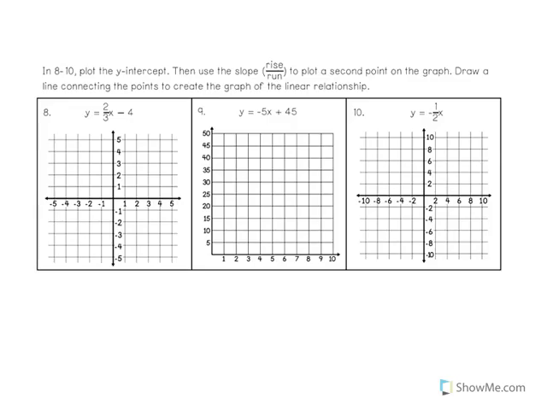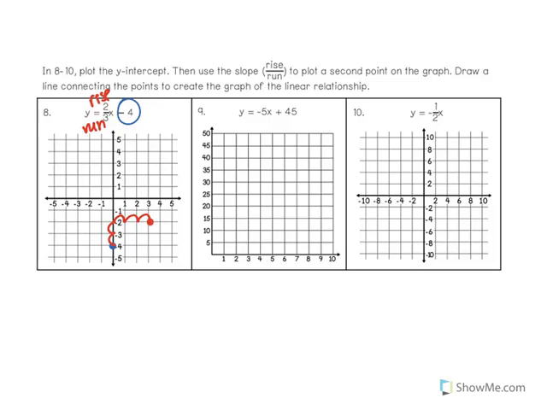All right, in 8 through 10, we're going to plot the y-intercept, then we're going to use the slope, rise over run, to plot a second point on the graph, and then we're going to draw a line to connect. So start by going to your b, your y-intercept, so that's where the line crosses the y-axis, so this would be at a negative 4. And then I'm going to rise over run, and it's positive, so rise up to run over 3. And that's going to be my next point.